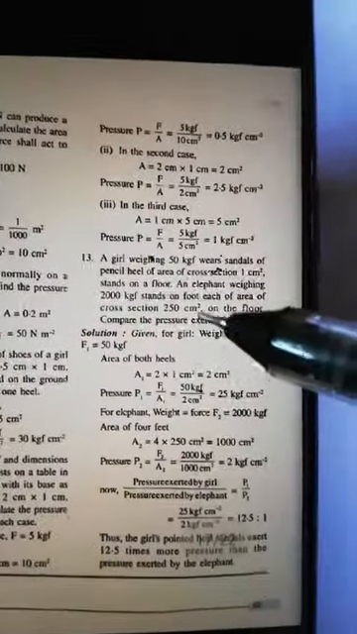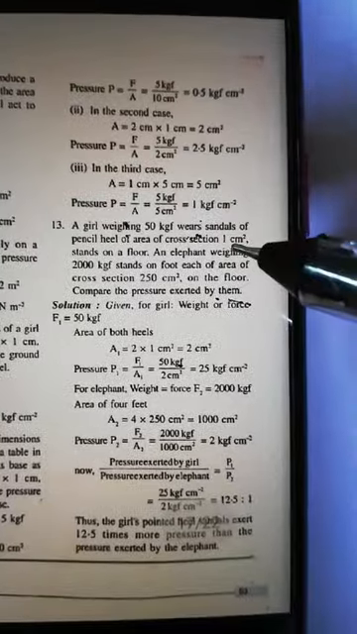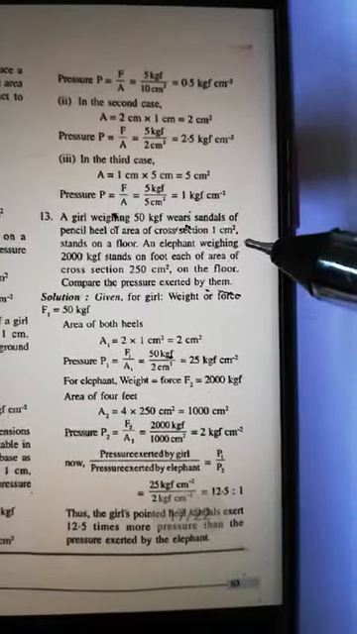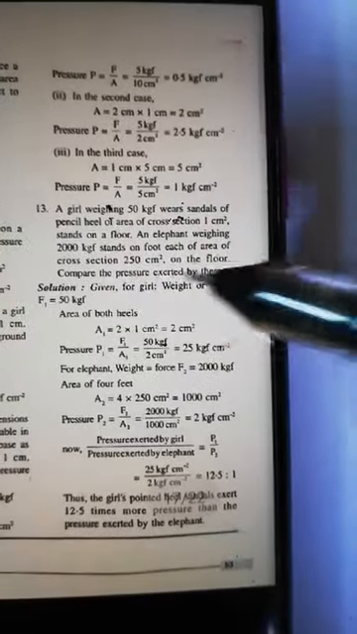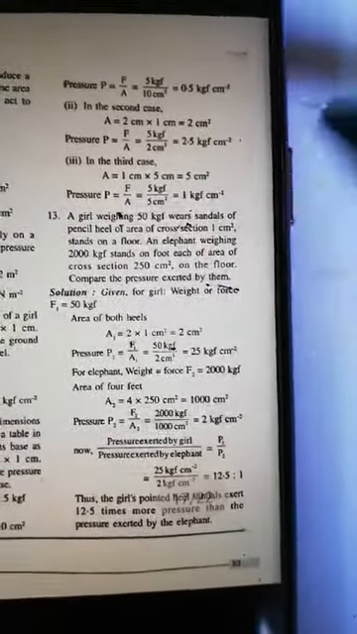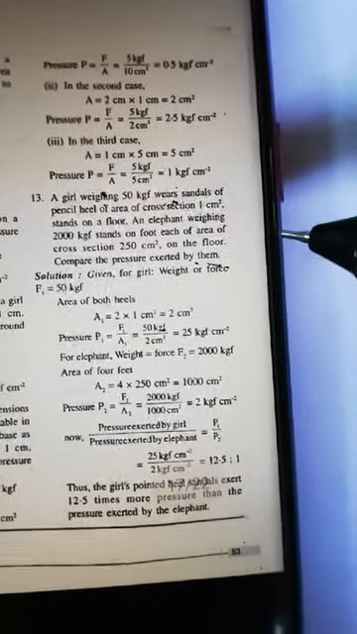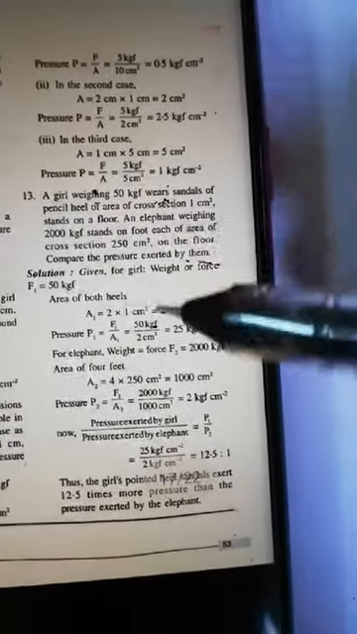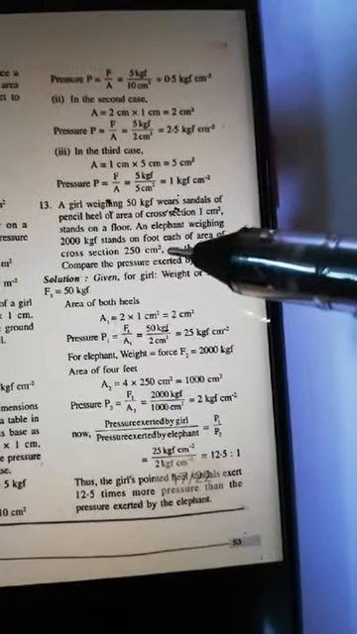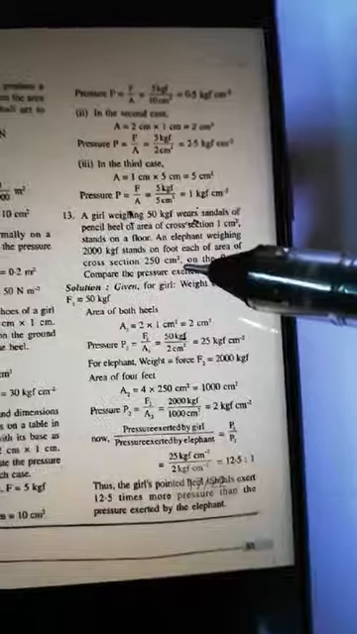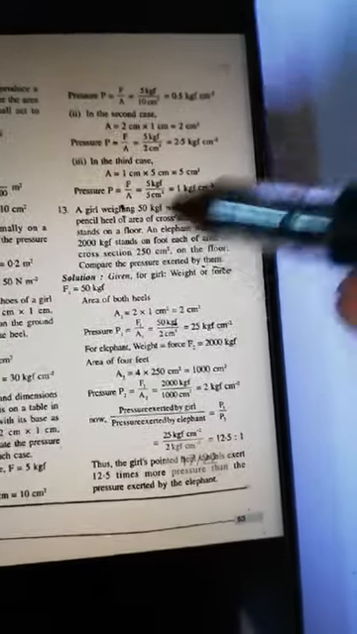Now question number 13 is: a girl's weight is given, sandal is given, cross section area is given, that means area is given, elephant is given, elephant's foot is given. It's just a comparison, whose pressure is more, the elephant's or the girl's. So don't think that because the elephant has more weight, its pressure will be more. No, it's not like that. It's more about the cross section area, right?